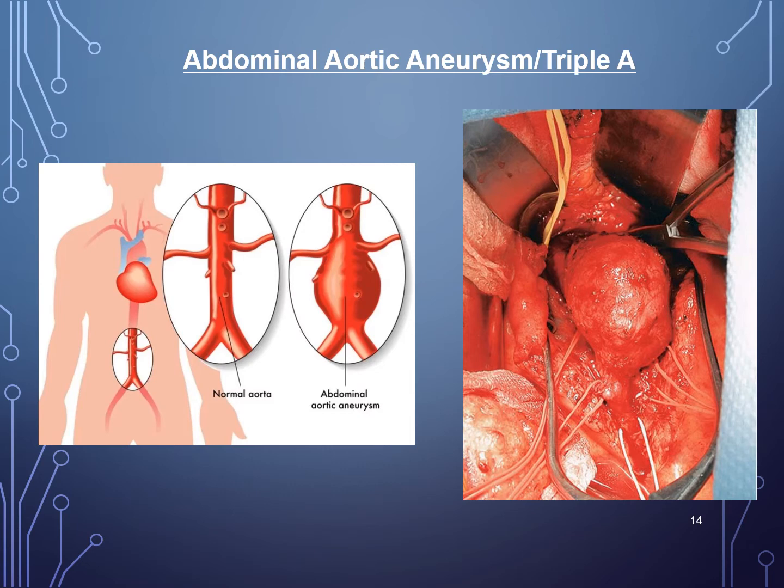And how we fix this is we clamp above and below to get blood control, and then we'll open up that aneurysm. We'll sew in a graft above and below the aneurysm and do an abdominal aorta bifid bypass.